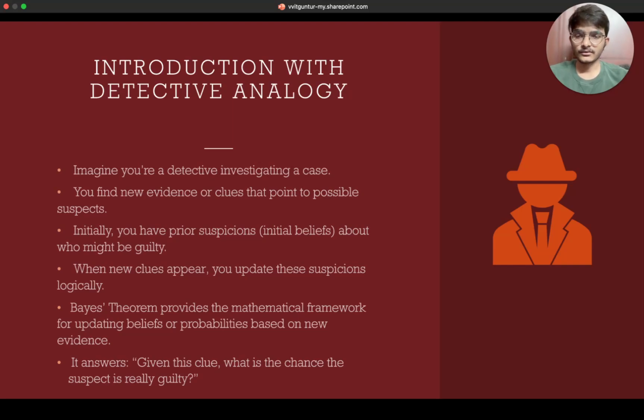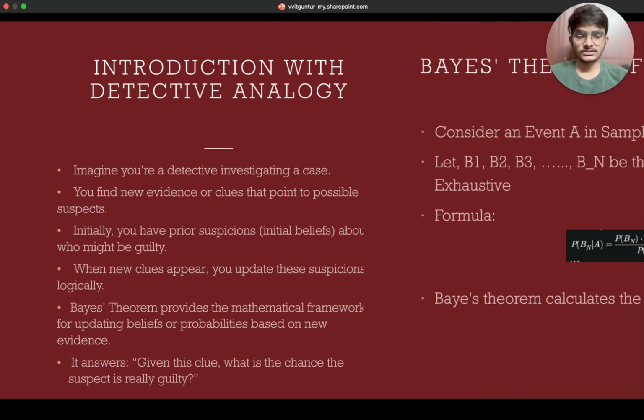Bayes' theorem provides the mathematical framework for updating beliefs or probabilities based on new evidence. I mean new events. It answers questions like, given this event, what is the chance of the event B happening? So let's continue in this topic.